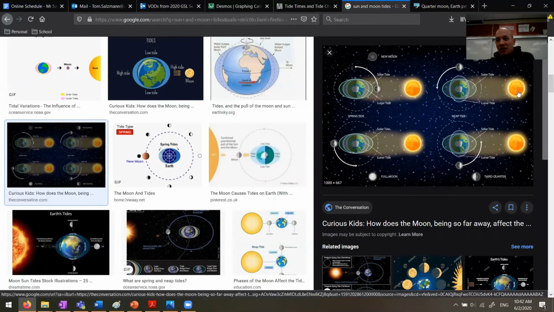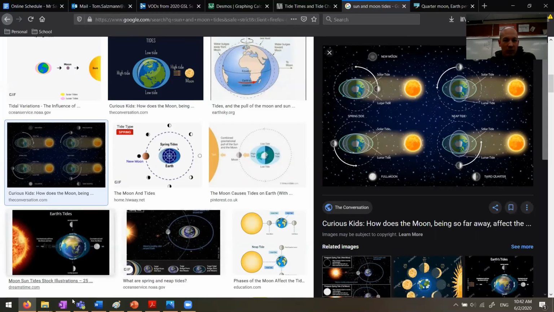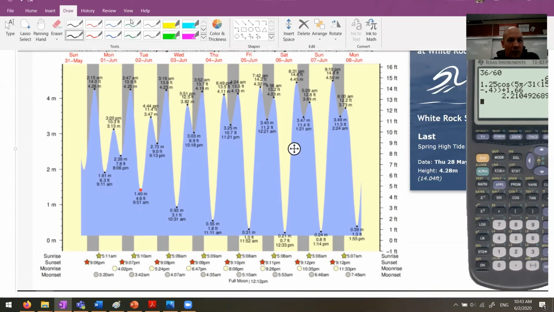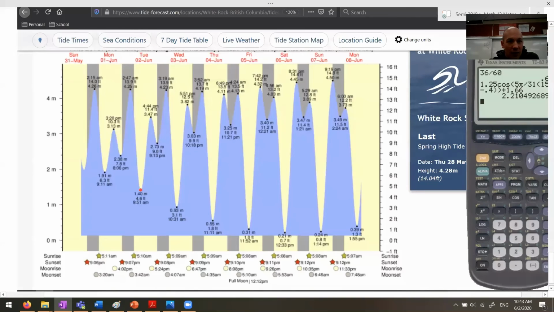When the moon and the sun are at 90 degrees, we tend to not get as big a tide because they're not working together. So when we look at a graph like this, this is actually showing we get a few tides in a day, so we can have a little look here. You'll notice, let's pick Monday.